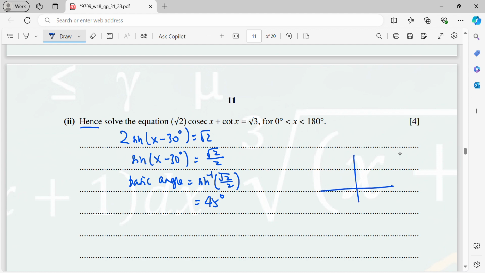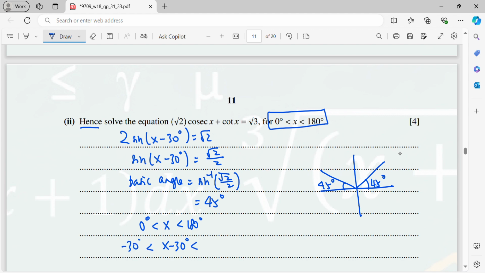So now draw the quadrant diagram. And we just consider the first two quadrants because the x is given as 0 to 180 degrees. And then my angle will be 45 degrees. That will be my basic angle. Now you look at here, x between 0 and 180 degrees. So now I will be solving x minus 30 degrees. So it's just minus 30 degrees. It will be from minus 30 degrees until 150 degrees.